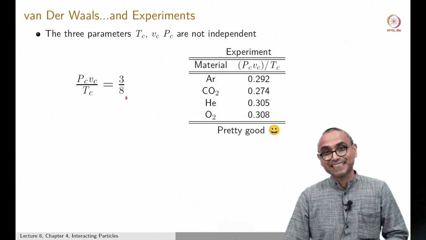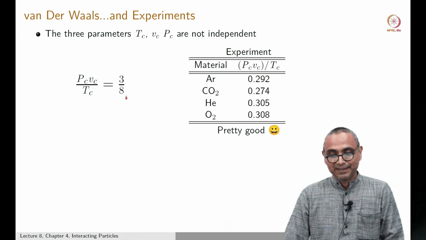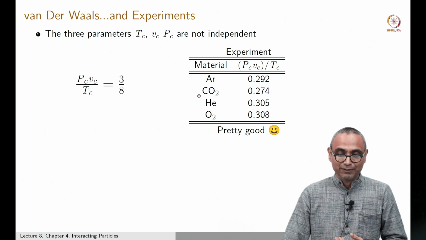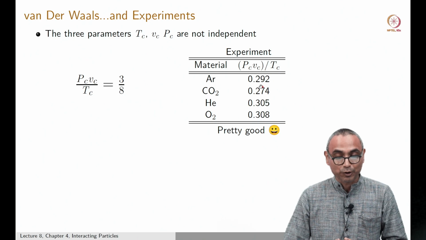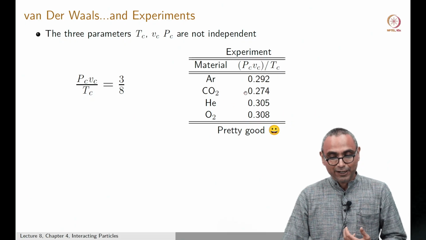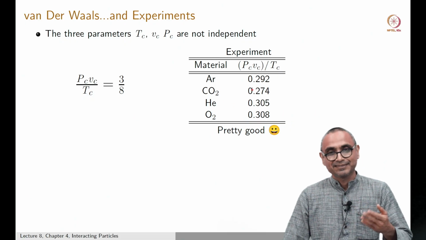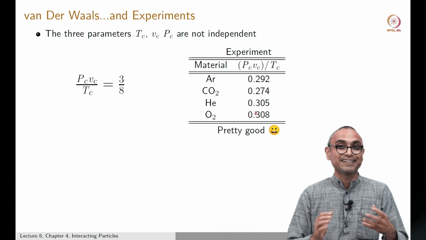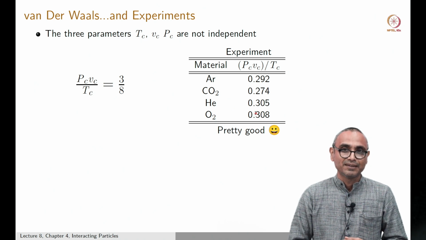So, this is something we can check experimentally. So, you can go out and you can find out the data. For argon, this quantity turns out to be close to 0.3. For carbon dioxide, it's close to 0.3, and for all of these materials, it's roughly close to 0.3.